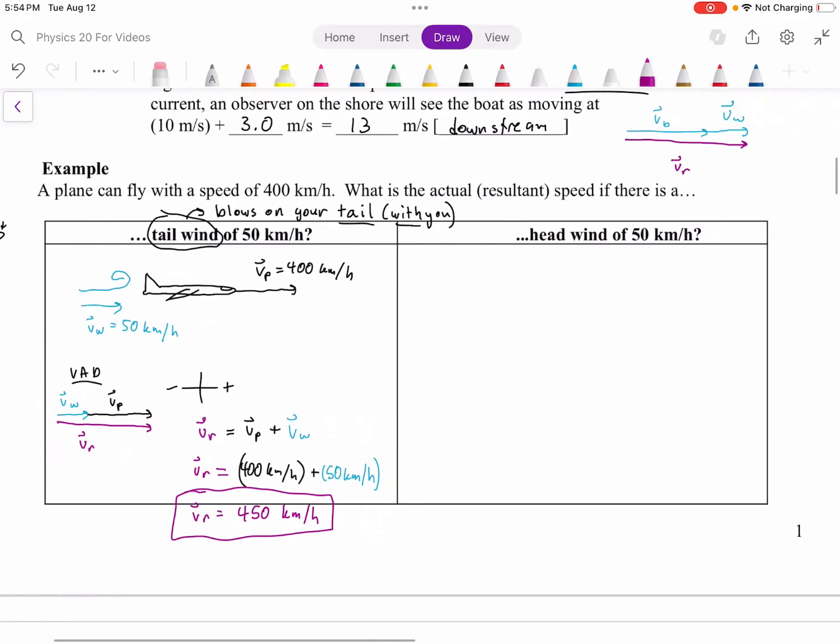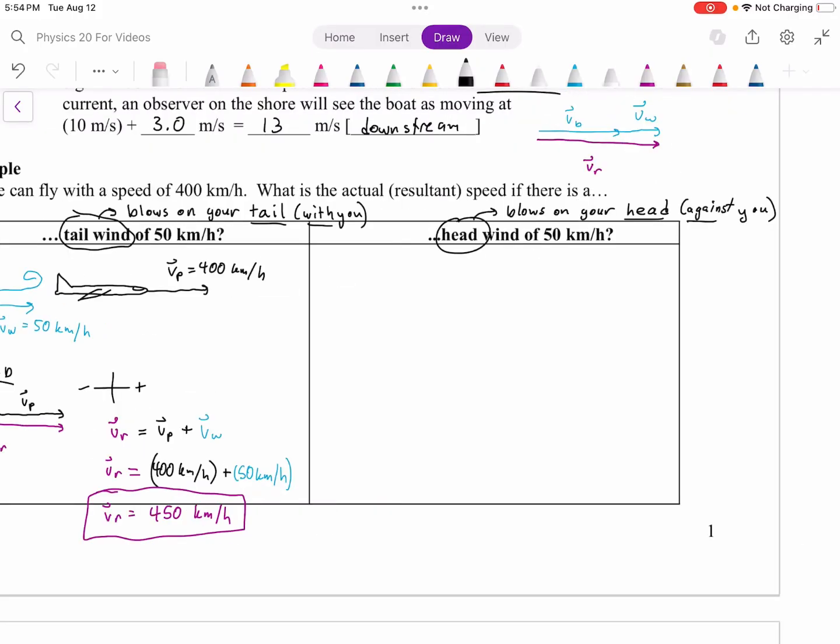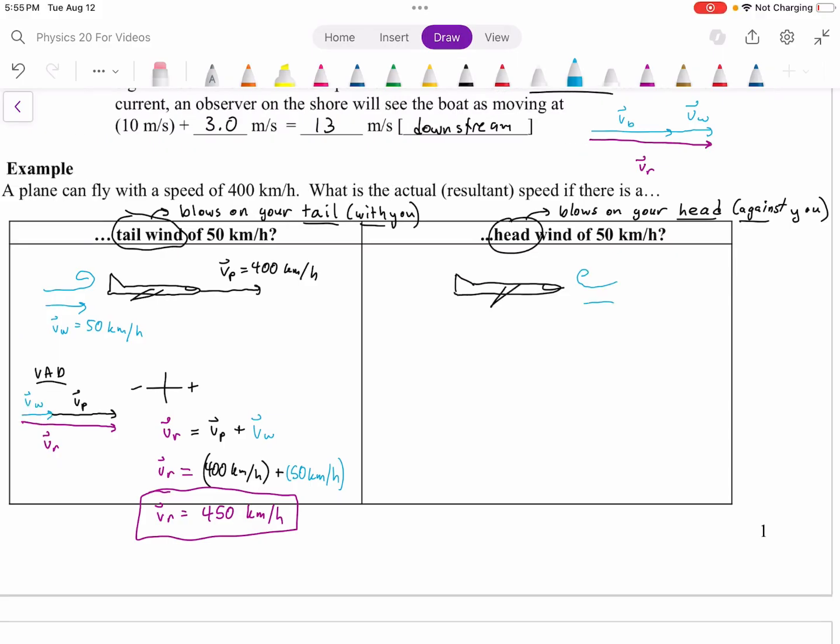Okay, now, what if there's a headwind? You can probably guess a headwind blows on your head, so it's against you. Okay, so if we draw our quick diagram here, we've now got a wind that's working against us. That wind is blowing 50 kilometers per hour, but it's in the opposite direction that our plane is flying, which is still capable of moving at 400 kilometers per hour, but now the air that it's moving through is actually moving in the opposite direction of the way it's trying to go.